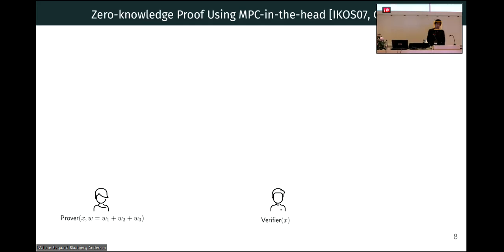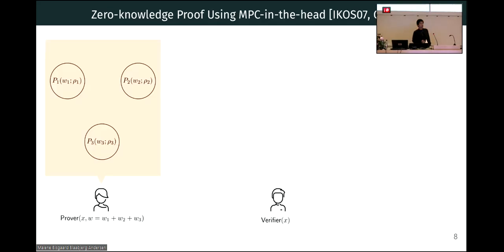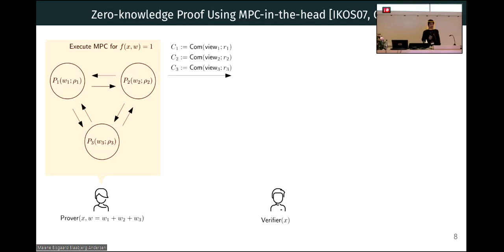So how does it work? There are again two players. First, a prover holds a witness and secret shares the witness. Then she distributes the shares of the witness to some imaginary parties, and executes a multi-party computation protocol, computing some function. After executing the MPC, each party obtains some view. Then the prover commits to each view using some commitment scheme. The challenge indicates which party's view should be hidden.